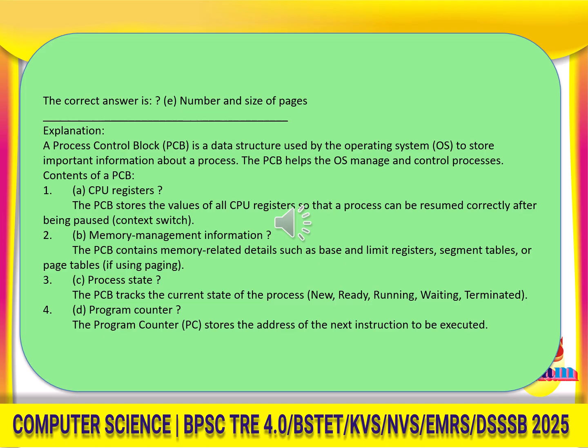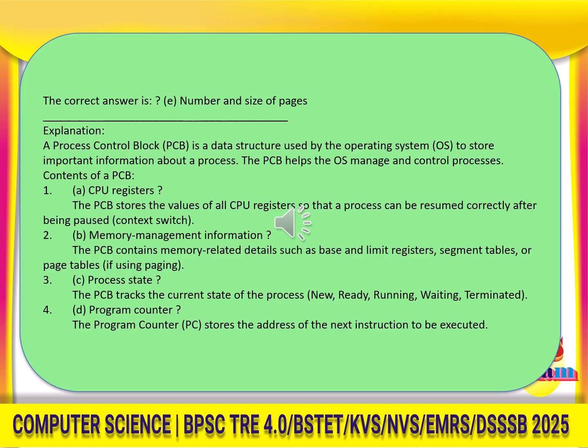Explanation. A process control block, PCB, is a data structure used by the operating system, OS, to store important information about a process. The PCB helps the OS manage and control processes. Contents of a PCB. 1. A. CPU registers. The PCB stores the values of all CPU registers so that a process can be resumed correctly after being paused. Context switch.